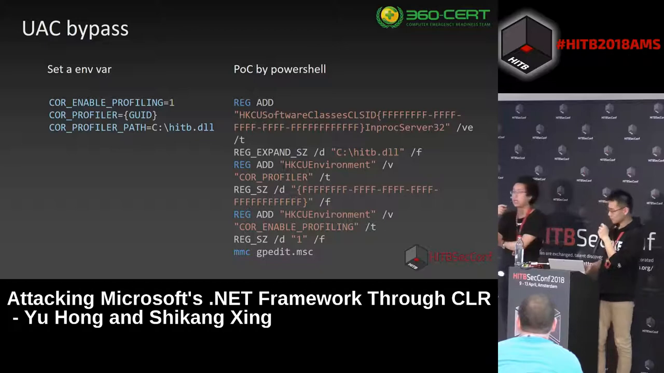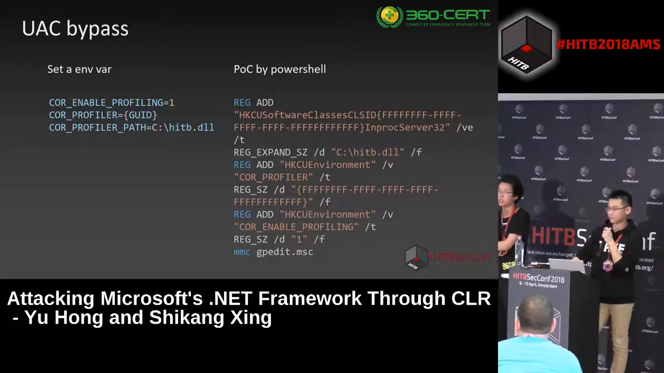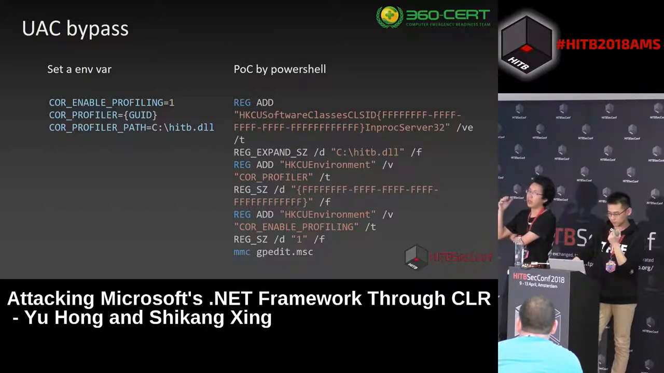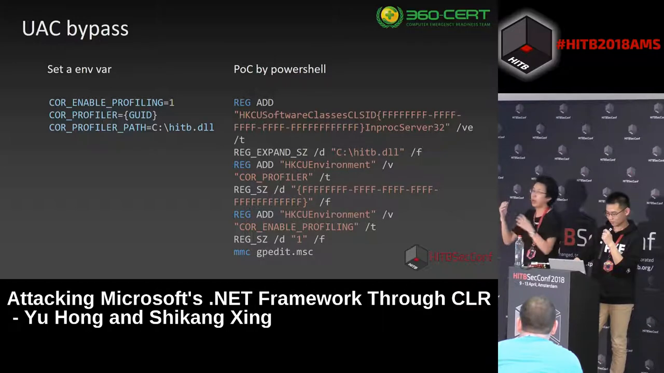In my mind, Microsoft doesn't consider UAC bypassing a vulnerability, but we still give this example of the POC to show MSIL injection doing the UAC bypass. We have a simple demo video on the next page.